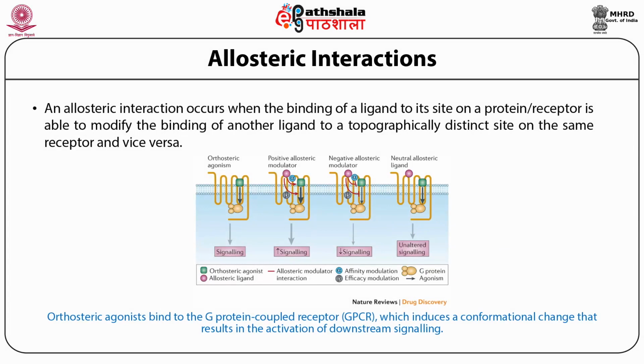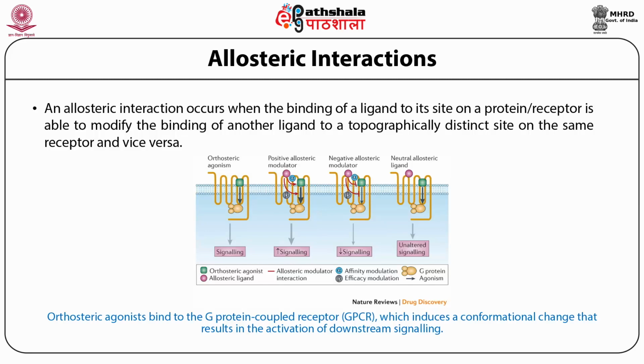Allosteric interaction is basically defined as occurring when the binding of a ligand to its site on a protein or receptor molecule is able to modify the binding of another ligand to a topographically distinct site on the same receptor, or vice versa. In the case of a G-protein coupled receptor, which is given as an example, one can see that the binding of the ligand on the extracellular domain brings such a structural change in the intracellular domain that the intracellular domain can now bind to some other substrate and start the signaling events. And sometimes the binding at the extracellular domain can inhibit the binding with certain substrates, and then it can prevent the signaling.